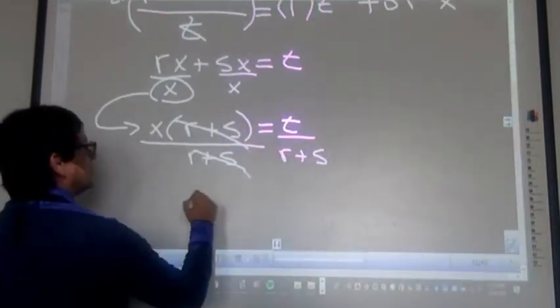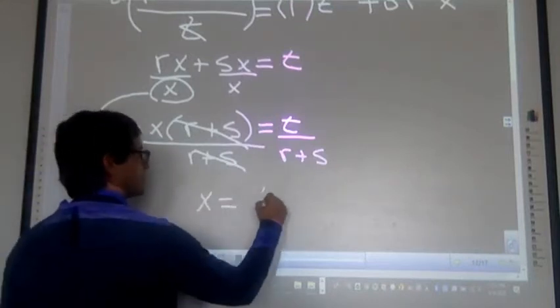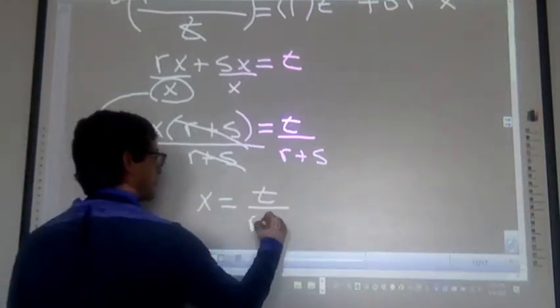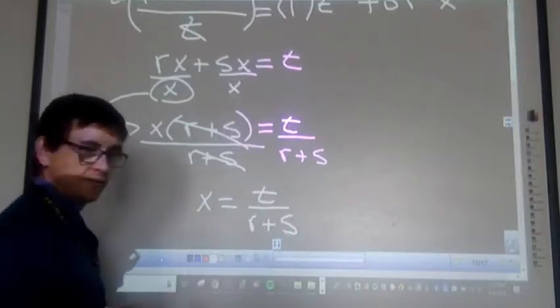Those cancel. X equals T over R plus S. Final answer.